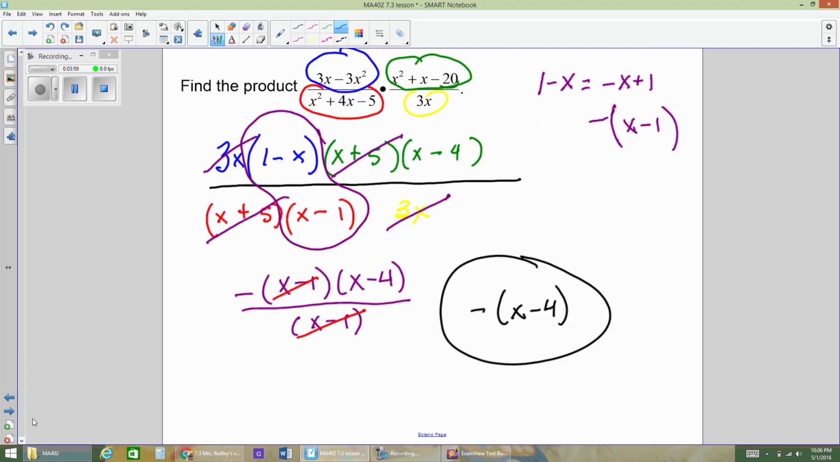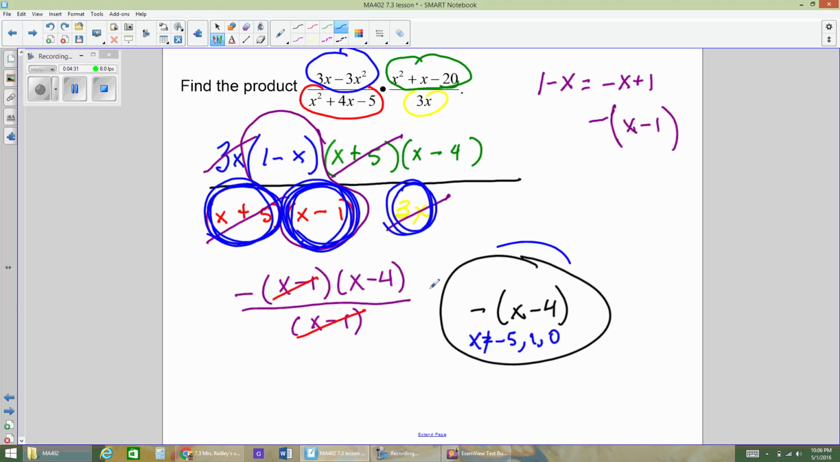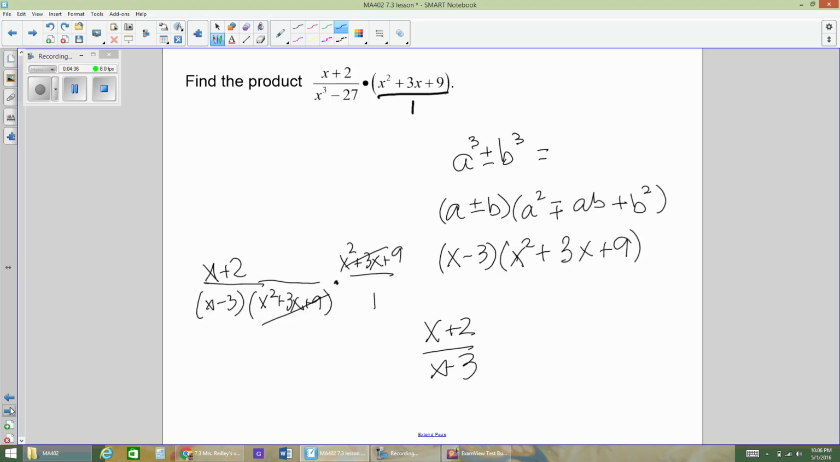Okay, over here, we're going to get what is not allowed by what is in the denominator. So look here, it is x plus 5, which means it's not allowed to be negative 5. It is x minus 1, so it's not allowed to be positive 1. And it is 3x, which means it's not allowed to be 0. So we're going to say this is where x is not allowed to be negative 5, positive 1, or 0, along with our final answer there. Okay, you getting the hang of what we're doing?